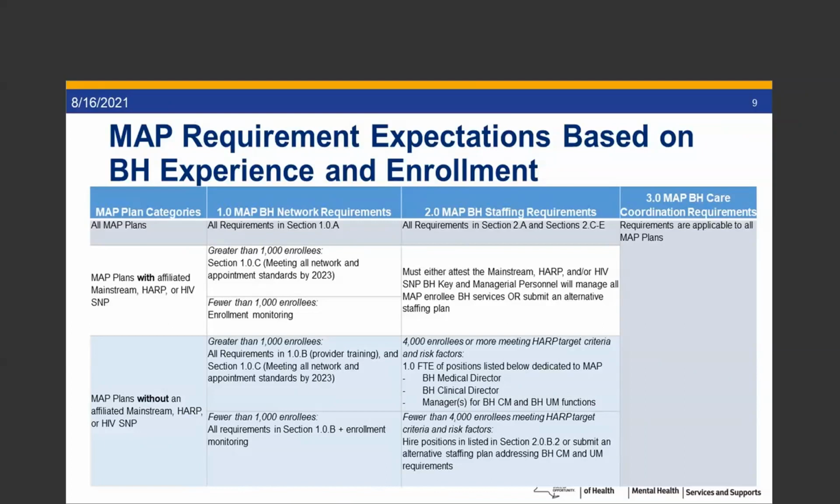So then if you take a look at the staffing requirements, oh, I think someone needs to mute. There's just a little bit of feedback.